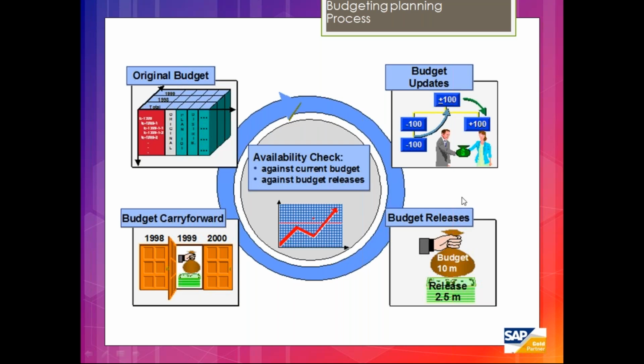Then we have budget release functionality. Okay, so up to this much of a budget you can release. Based on that trigger point, the system will be controlled, and only up to that level of amount will it control all your commitment processes or any actual postings.